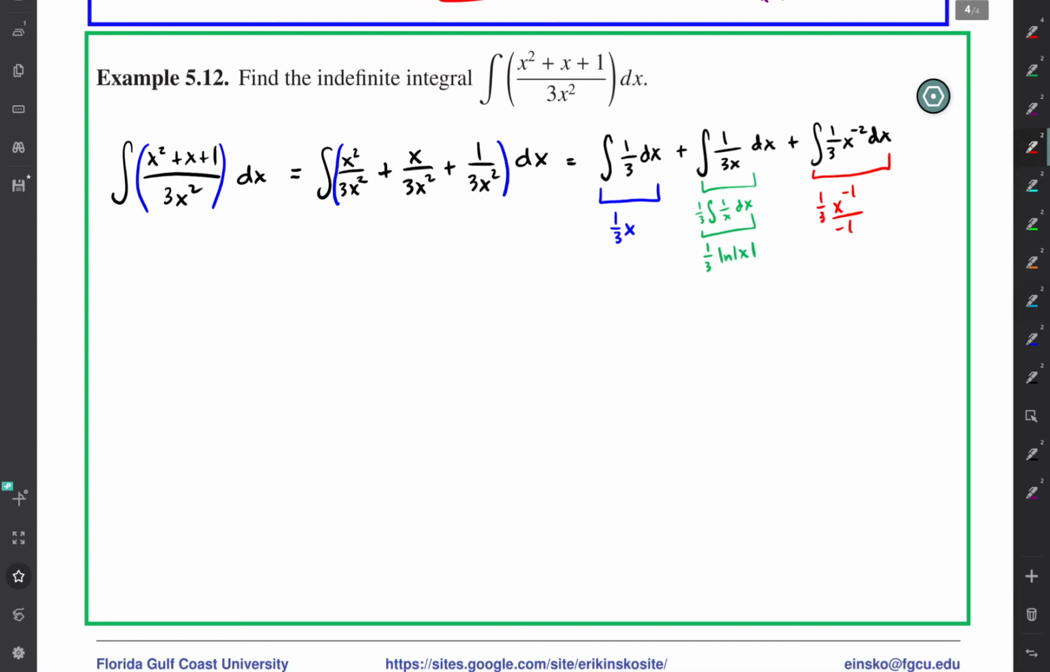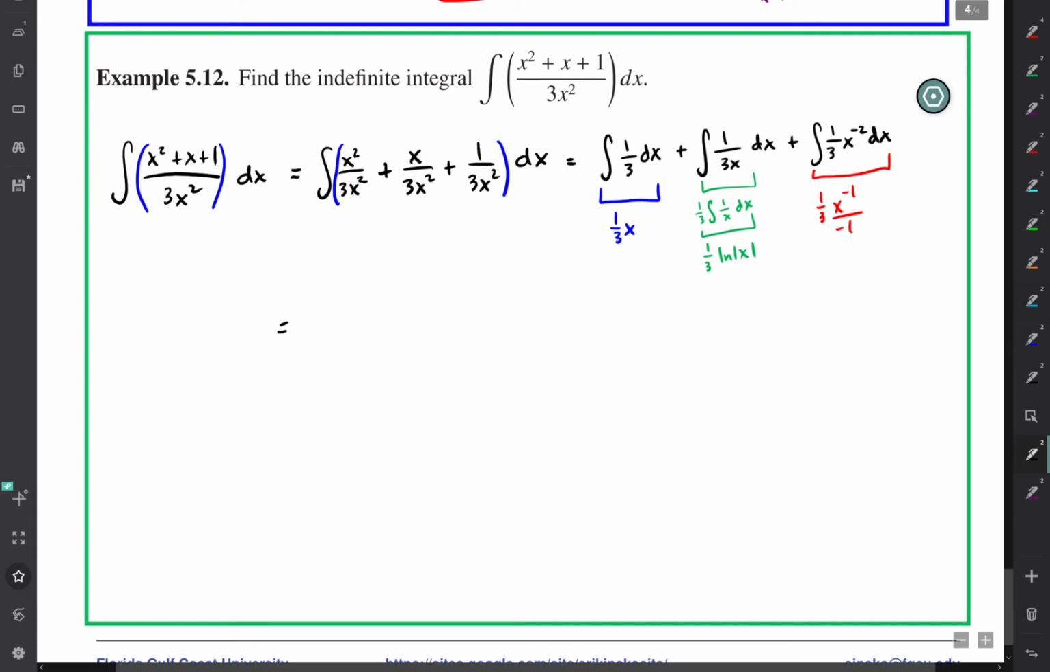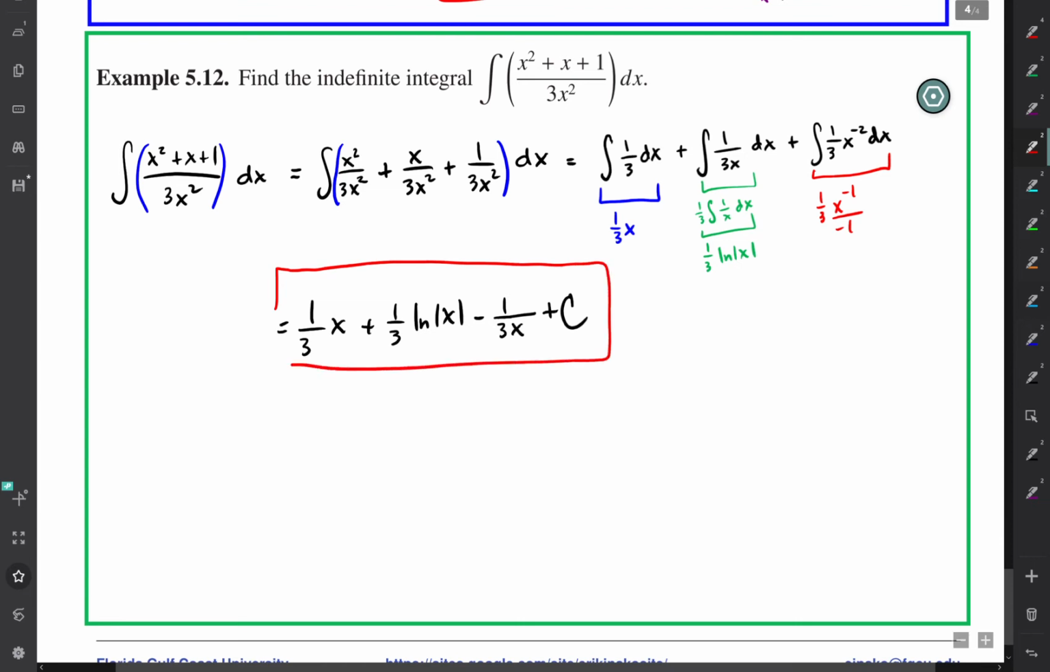So now that I've done that scratch work, let me write that down. This is equal to 1/3 times x, plus 1/3 times the natural log of the absolute value of x, plus 1/3 x to the minus 1 times minus 1, so I should make that a minus 1/3 x to the minus 1, or minus 1 over 3x. And then finally I need to add the constant of integration. Okay, and that is my final answer, and now I just want to check that I did everything correctly.